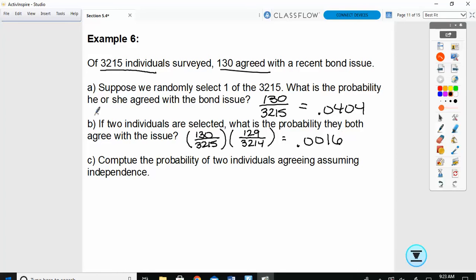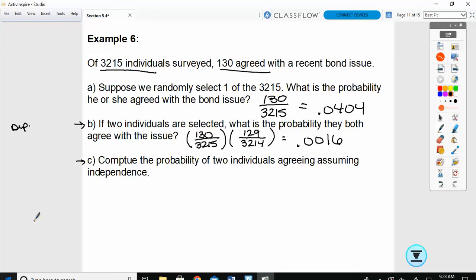Okay, I just wanted to illustrate how this is different than if I assumed they were independent. In this case, we were assuming they're dependent. Once I took that person out, I couldn't talk to them. But maybe we have it set up a different way.